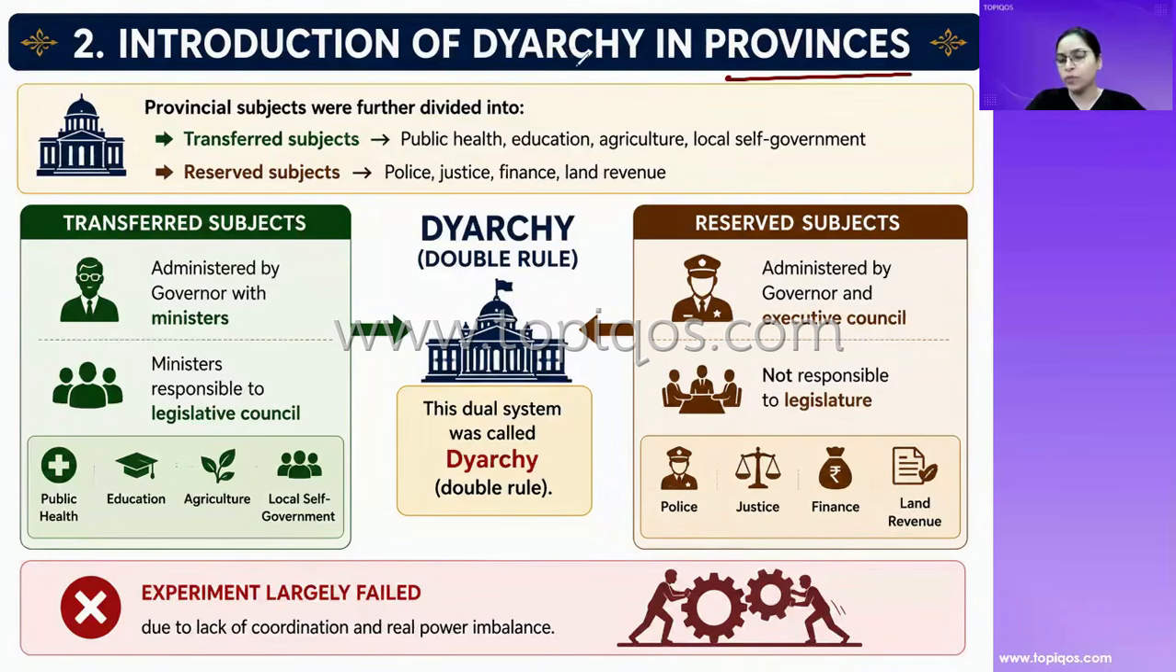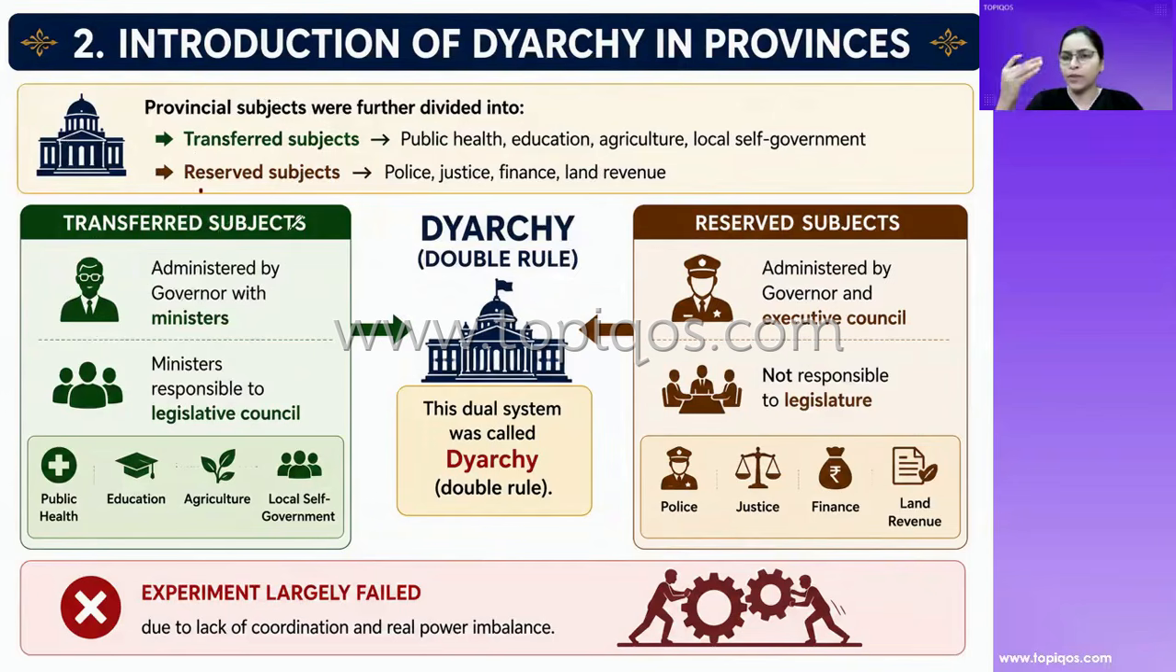In the provinces, diarchy was introduced. What is this diarchy? Provincial subjects were divided into two parts, transferred subjects and reserved subjects. Can you see over here? Transferred subjects and reserved subjects. This division scheme came to be known as diarchy, the double rule scheme. Now, what are these subjects and who will be administering them? Let us try to understand this. How can you remember this?